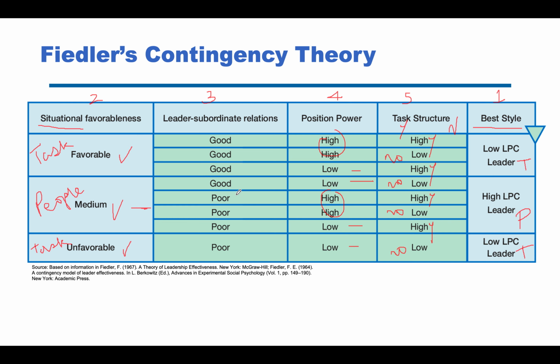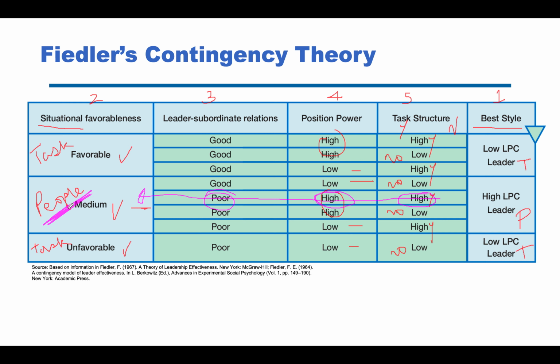Say you have poor leader relations, you have high position power, and you have a highly structured task. All of these three together would put you into a medium favorable situation, and you need a people leader. So what if you have a task leader currently in this situation? Well, then you either have to change the situation or you have to change the person.